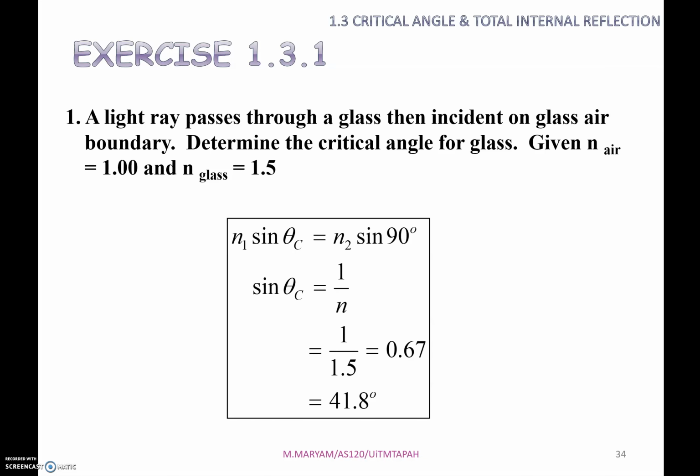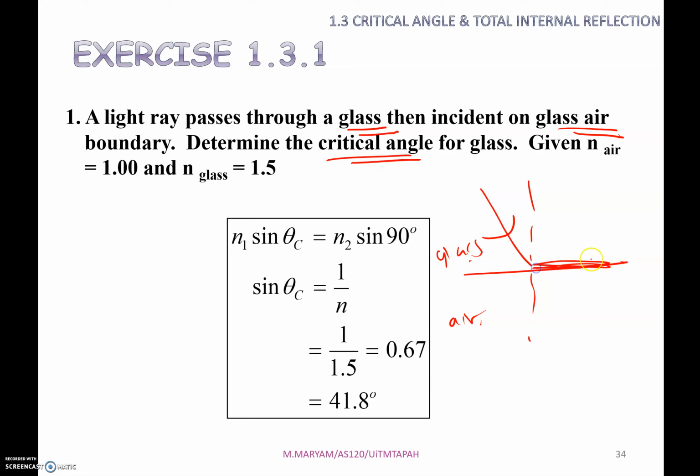Let's do an example. A light ray passes through a glass, then is incident on the glass-air boundary. Determine the critical angle for glass, given n air equals 1 and n glass equals 1.5. Take out all the values. First, the clue here is passes through a glass, incident on air. So we have glass here, we have air here, so a glass-air boundary, and then light passes through. Let's say this is the normal line. Determine the critical angle, meaning the refracted ray is at 90 degrees.